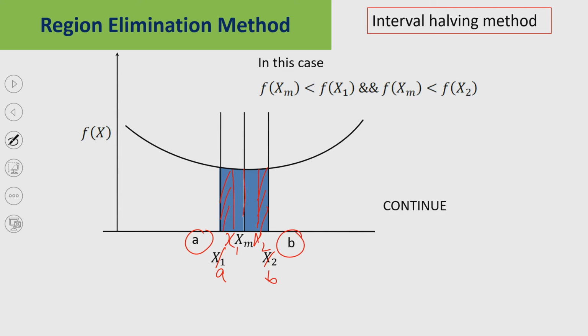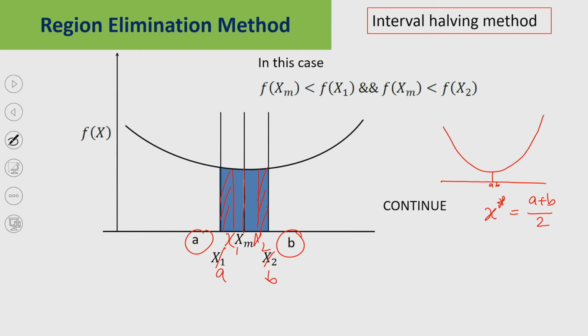If I continue, finally I will have a very narrow area, something like this. So, I will have A and B, and the distance between A and B is basically what we can call precision. If the distance between A and B is reasonably small, you can terminate your iteration and say that x star, the optimal value, is A plus B by 2. And that is your optimal solution.